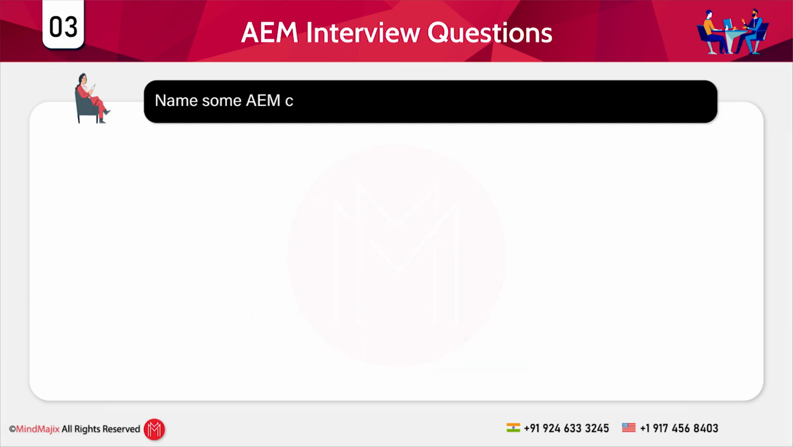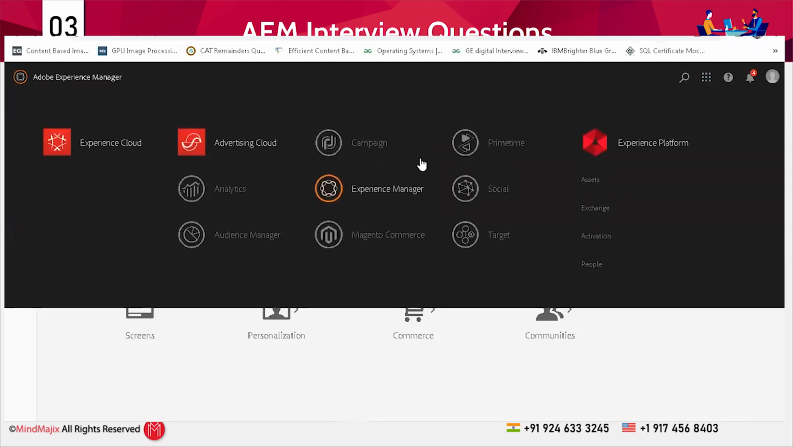What are some Adobe cloud solutions? Adobe Target, Adobe Campaign, Adobe Social, Adobe Experience Manager. These all are the cloud solutions that we can clearly check over here. We can see Adobe Advertising Cloud, Adobe Campaign, Adobe Primetime, Adobe Experience Platform, Adobe Analytics, Adobe Experience Manager. These all are the cloud solutions of Adobe. So once we install the tool, we can go here and check all the Adobe cloud tools.